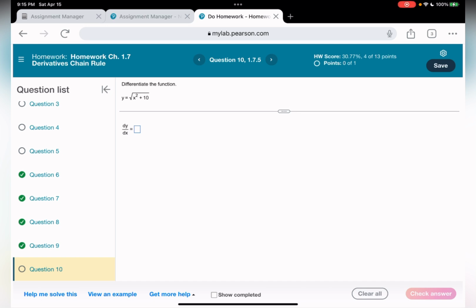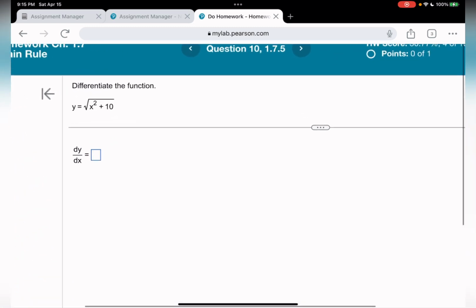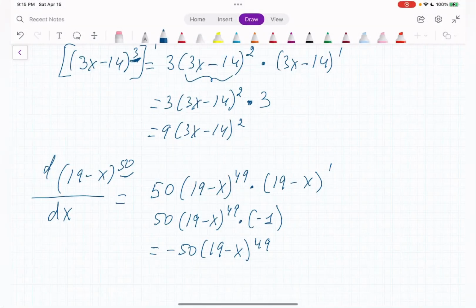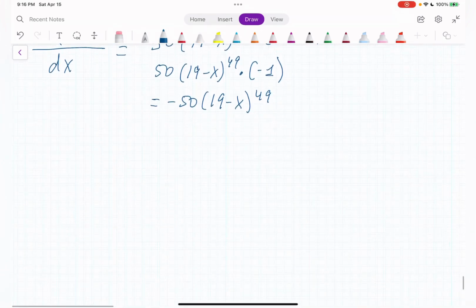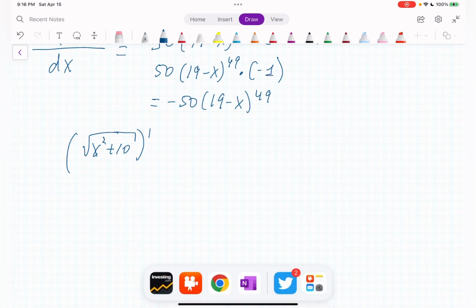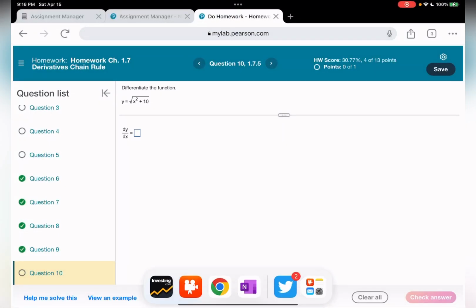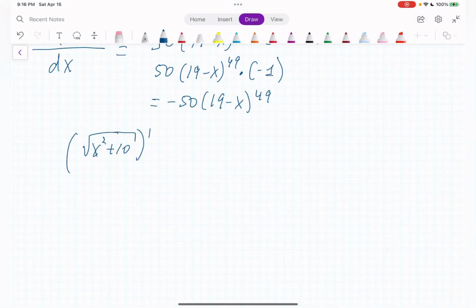Oh, here we have a square root. Okay, it's interesting. Square root of x squared plus 10. Okay, derivative. So it was x squared, right? Yes. Okay, so let's see what we are doing.